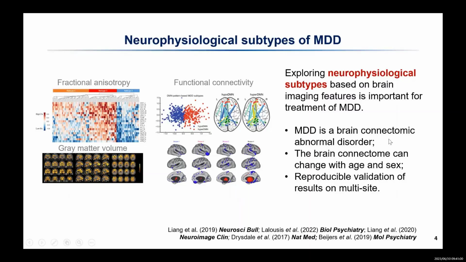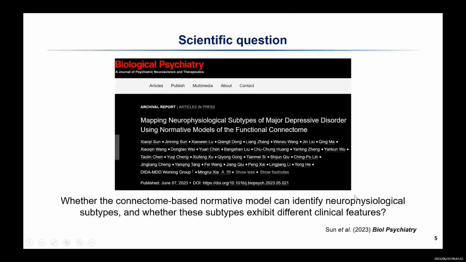However, we know that MDD is a connectomic abnormal disorder. Subtyping based on connectome features will provide very important information. However, the previous connectome-based studies have largely ignored the fact that the connectome can change with age and sex. Moreover, most of them didn't validate the results on multiple sites.